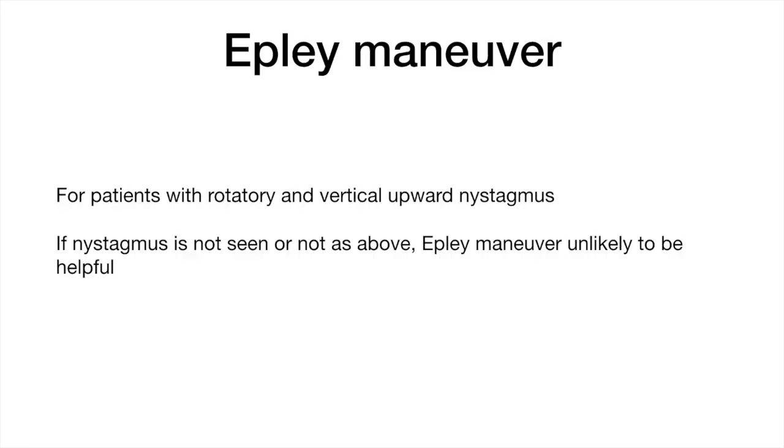You can clearly see the upper poles of her eyes rotating towards her downward left ear and her pupils moving vertically upward. This is a classically positive Dix-Hallpike test. If you see this kind of nystagmus during the Dix-Hallpike test, you can directly proceed to perform the Epley maneuver from the positive Dix-Hallpike side, as this is the first position of the Epley maneuver.